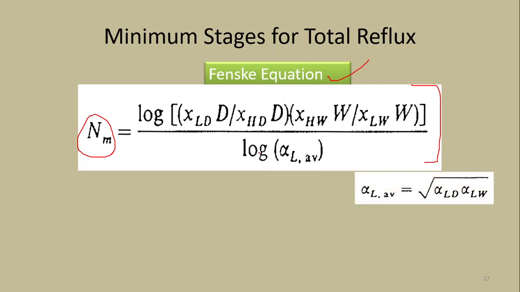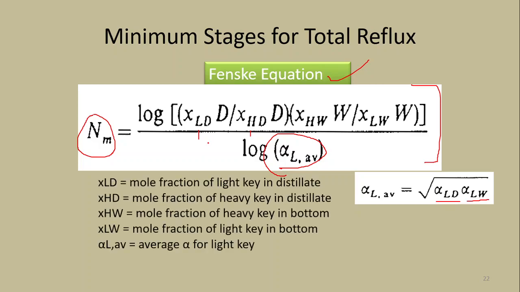In this one, first let me tell you the meaning of alpha L average. Alpha L average is nothing but the square root of alpha LD into alpha LW. L is for the light key and H for the heavy key. In our case, L is B and H is C, because we have four components A, B, C, D. So it is clear now.